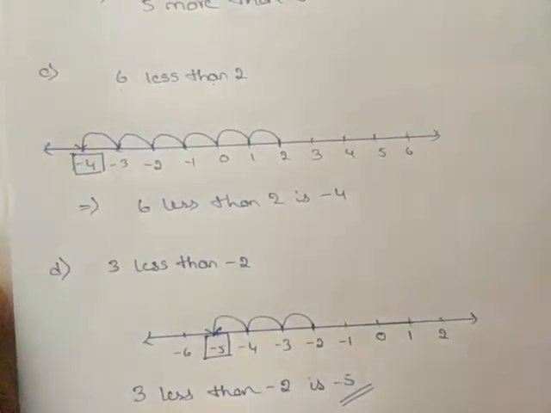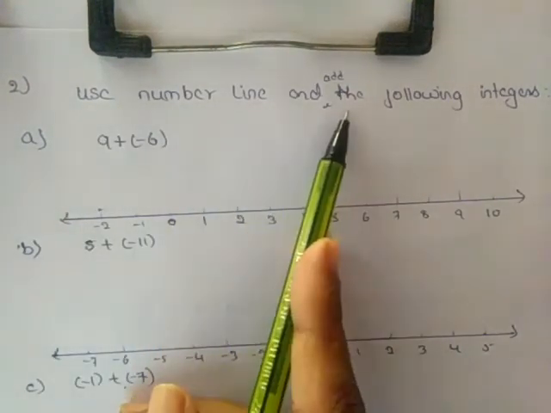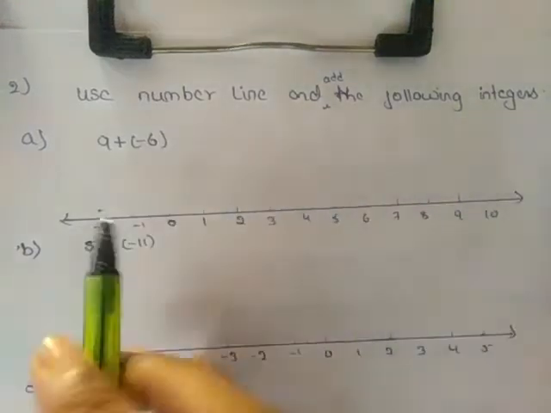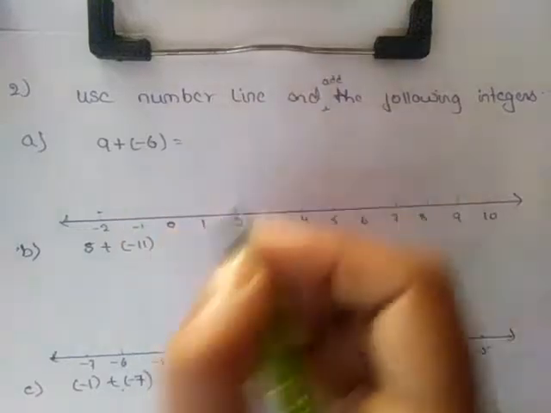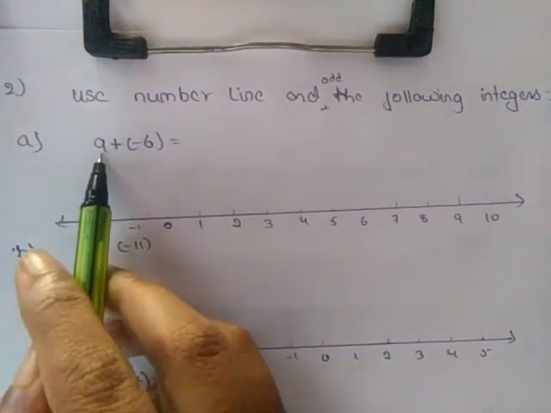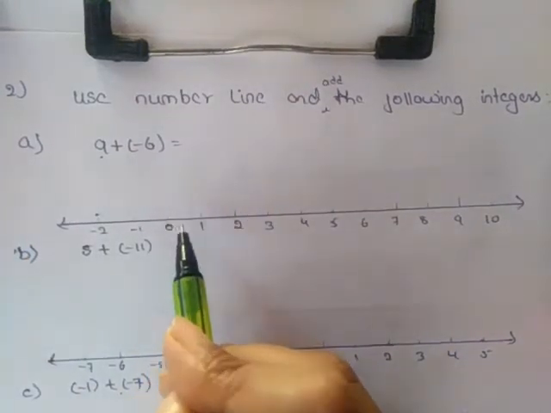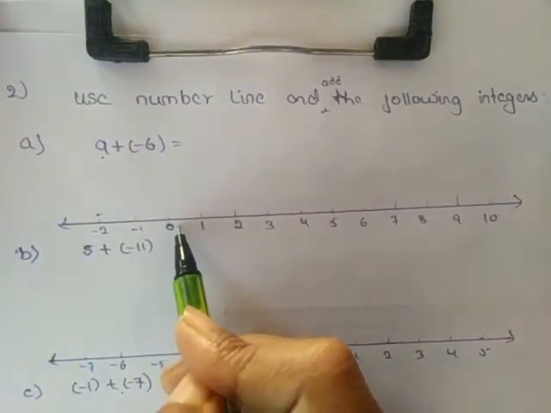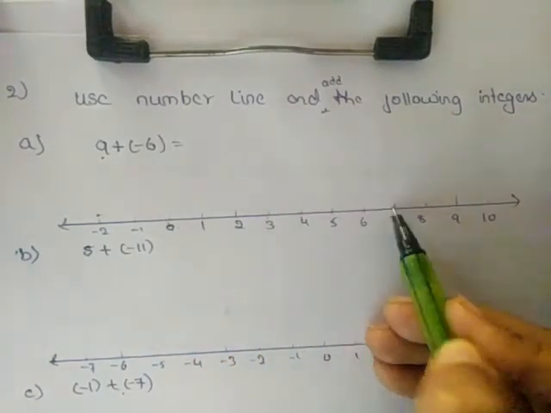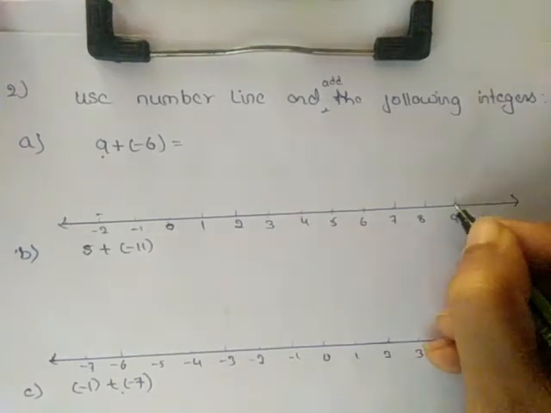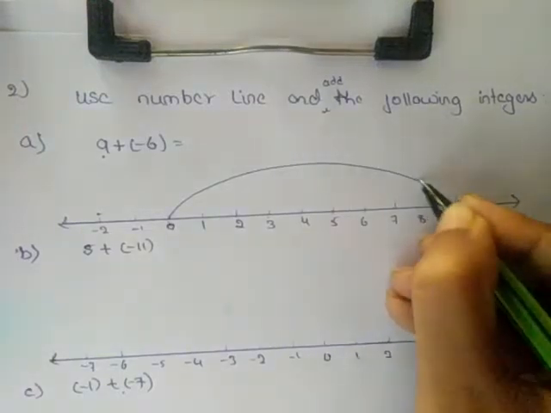Next we'll move to the second main. Use the number line and add the following integers. Here, using the number line we need to add these two numbers. First we mark the point 9 from 0. From 0 we need to move 9 steps: 1 2 3 4 5 6 7 8 9. Okay, from 0 to here we are.